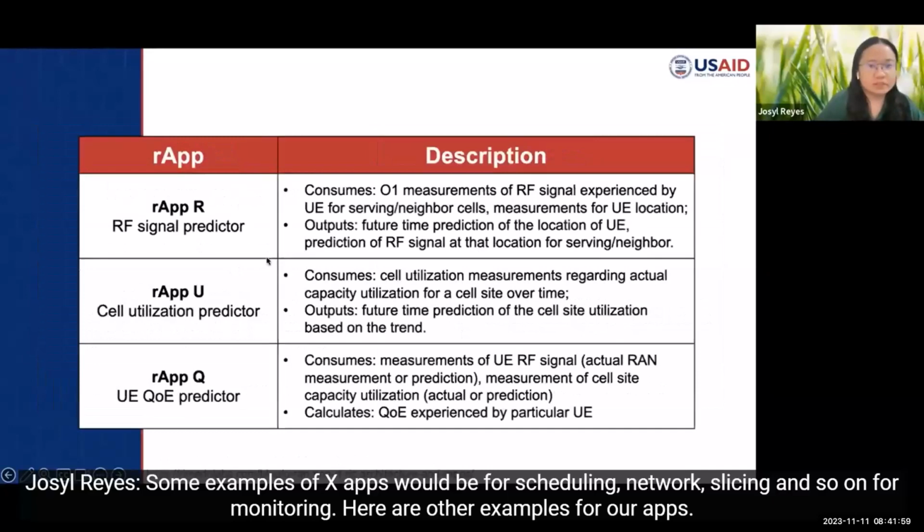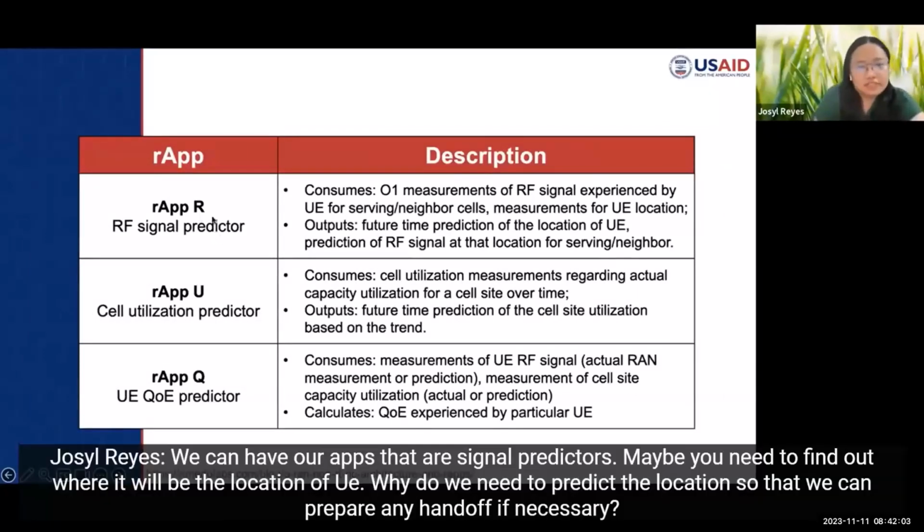Here are other examples for rApps. We can have rApps that are signal predictors. Maybe you need to find out where will be the location of the UE. Why do we need to predict the location? So that we can prepare any handoff if necessary.